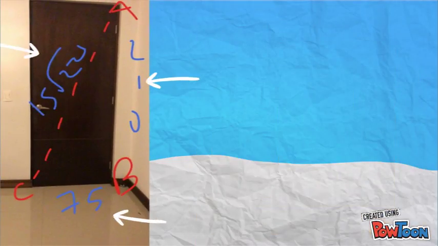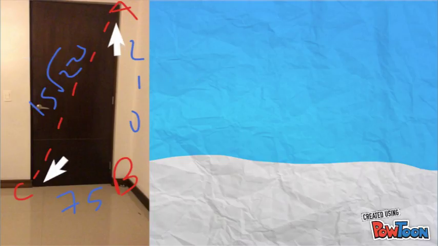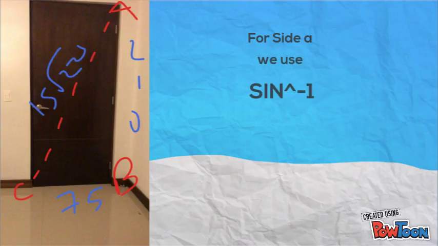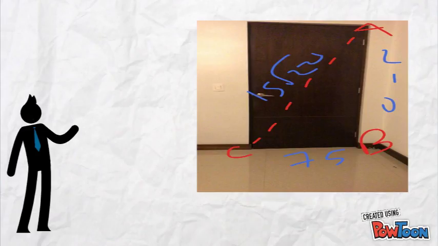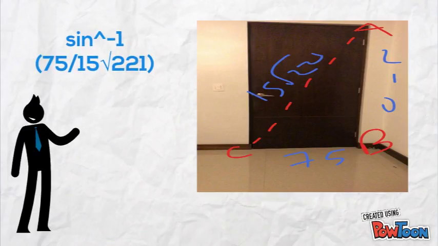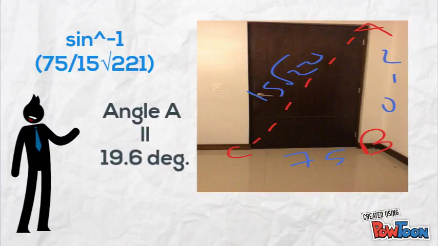Now that we have all sides, we can proceed to find the two remaining angles. By using the inverse sine function, we can find the angle corresponding to side A. To do this, we write sin to the power of -1, and the answer given to us will be the measurement of the second angle. The answer of angle A would be 19.6 degrees.